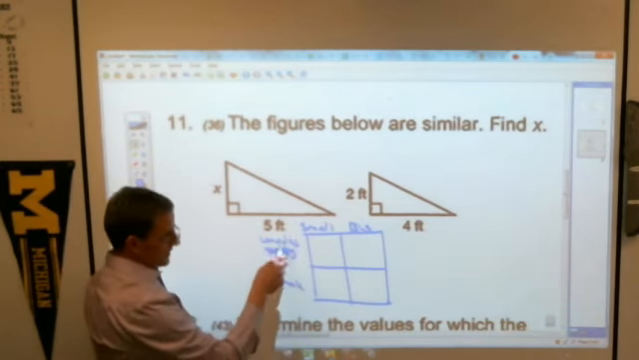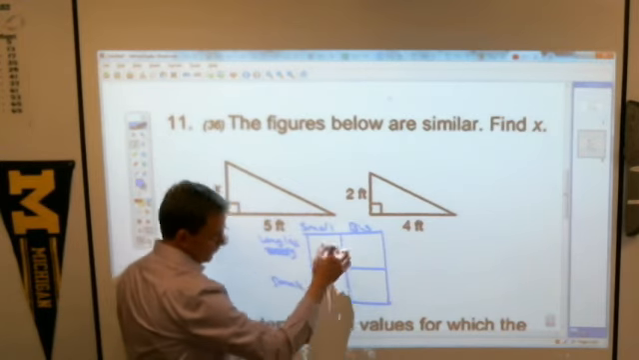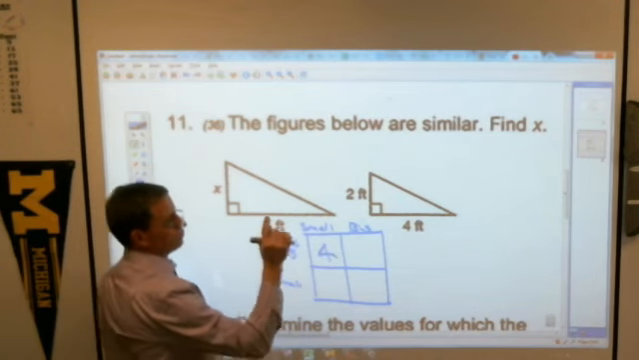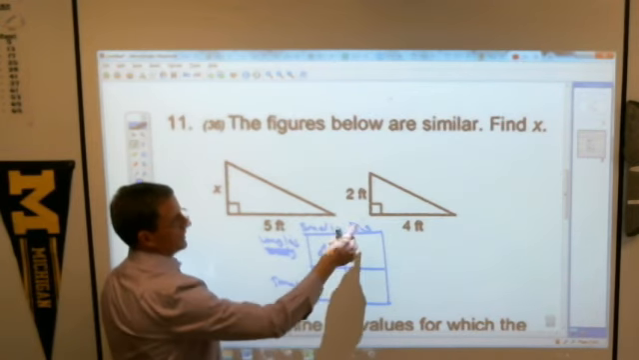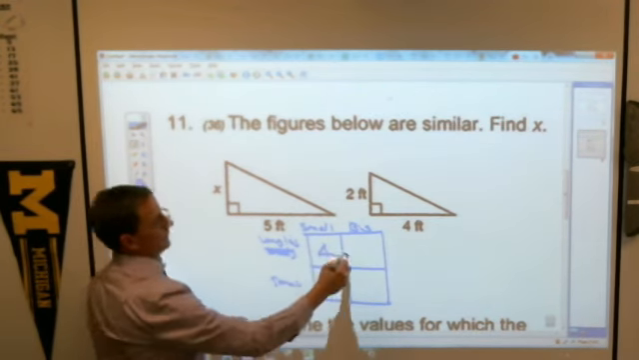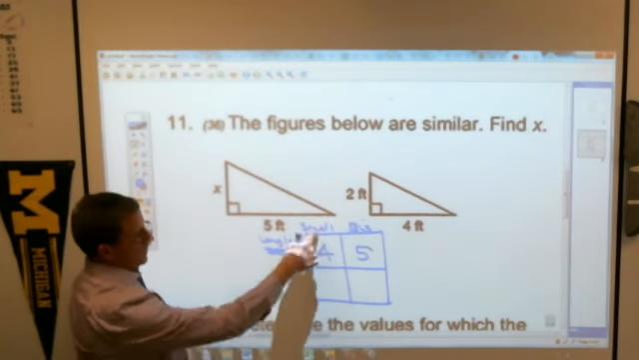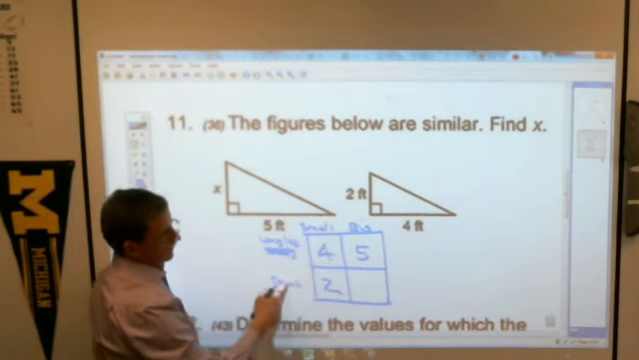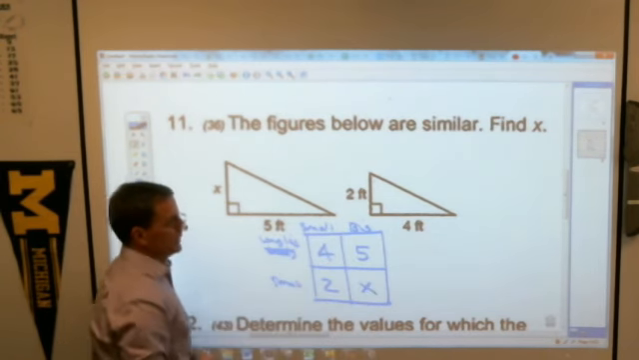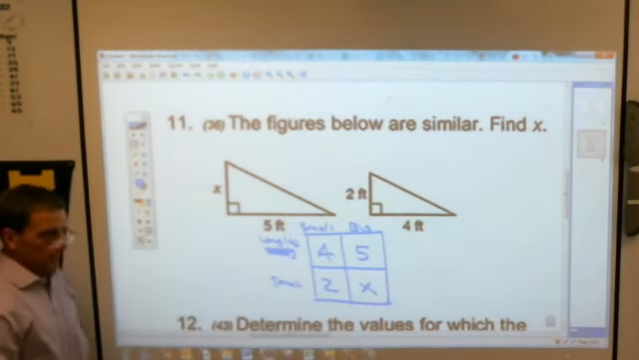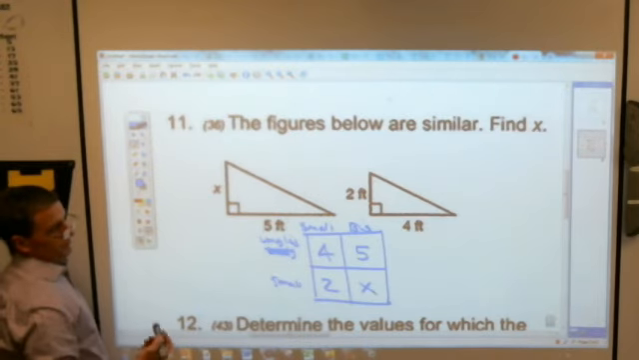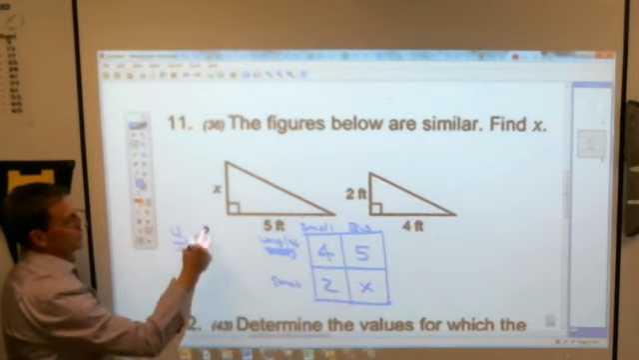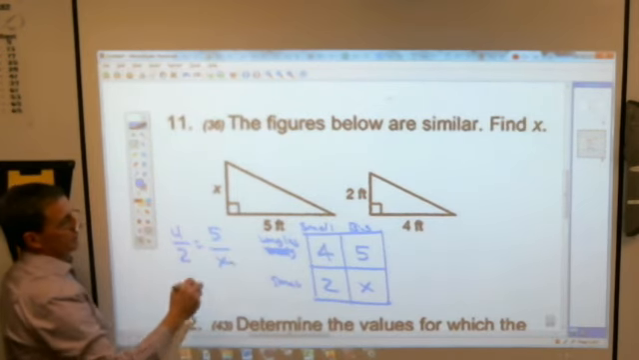What is the long side on the small triangle? 4. What is the long side on the big triangle? 5 feet. What is the small side on the small triangle? And what is the small side on the big triangle? So there are your equal fractions, and you're probably going to have to make equal fractions out of it. 4 over 2 equals 5 over what number?